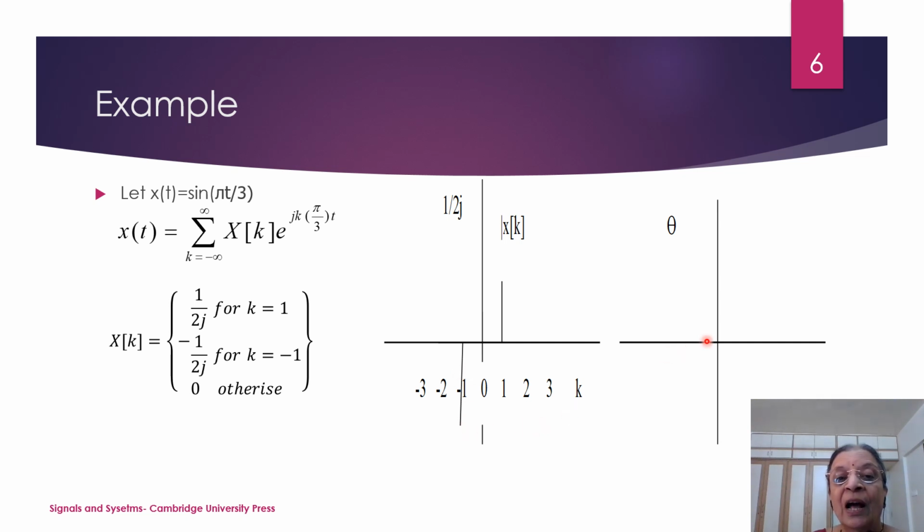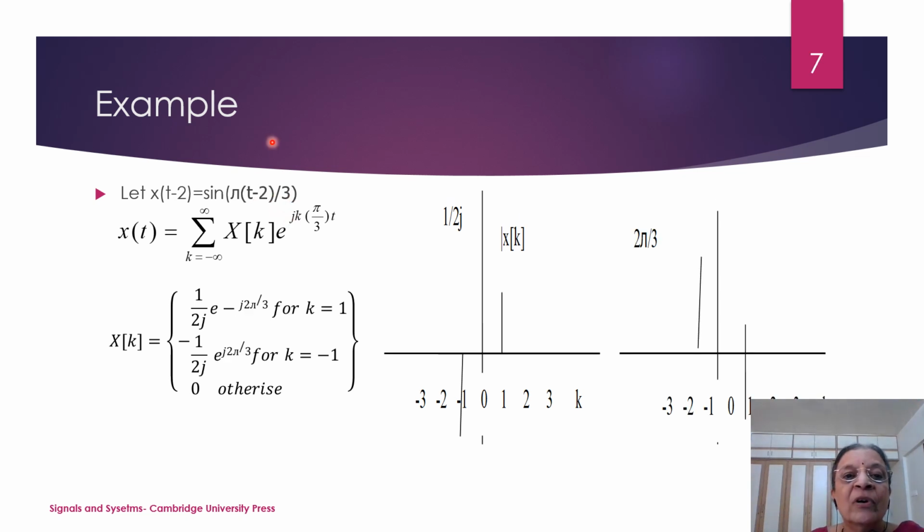And what will be the angle theta here? The angle theta will be 0 because there is no phase change in sine of pi t by 3. There is no phase change added. Now consider this signal, sine of pi times (t minus 2) by 3. Here it is time shifted by 2 samples. Again we will be using the same formula. In place of t, we will write the time shift t minus t0. In this case, t0 is equal to 2.